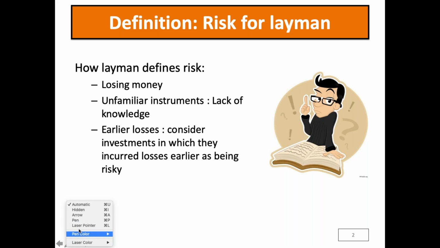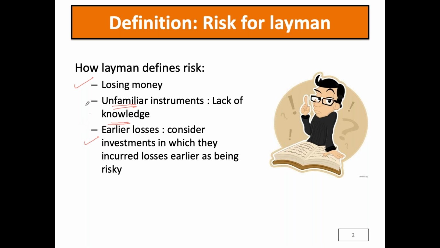Now, a layman would always talk about risk in this way. First, he would think about risk as the chance of losing money. Another thing which comes to his mind is any instrument which is unfamiliar to them. So probably they don't know the instrument, and that also becomes riskier for them. That is how they understand the risk.